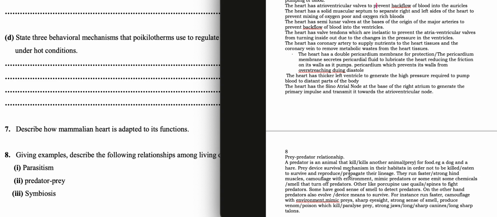Prey devise survival mechanisms in their habitats in order not to be killed or eaten, to survive and propagate their lineage. They run faster. That means they have strong leg muscles. They camouflage with the environment. They mimic predators, and some emit chemicals that turn off predators. Others, like a porcupine, use spines to fight predators. Some have a good sense of smell to detect predators.